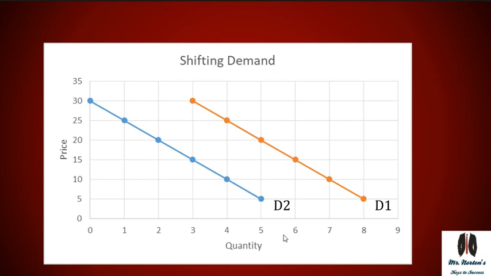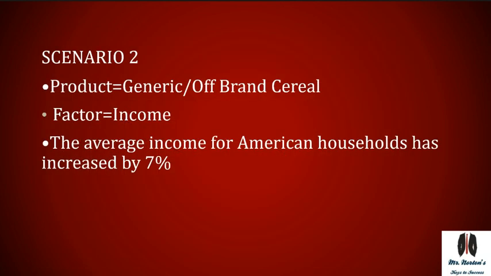And if you shifted it to the left, which you can see here, D1 is going to symbolize our original demand curve, and D2, because 2 comes after 1, is going to be our new demand curve. All right, we got a new one here. Not really, though. Product is generic off-brand cereal. So think back to the fruit rings picture, and our factor is going to be income. So the scenario here is that the average income for American households is increased by 7%.